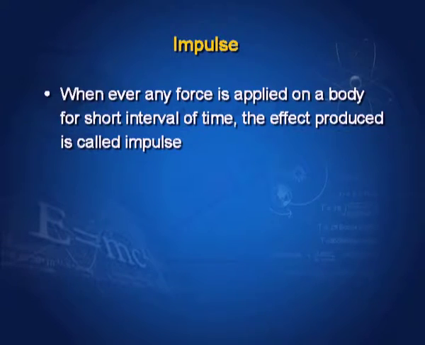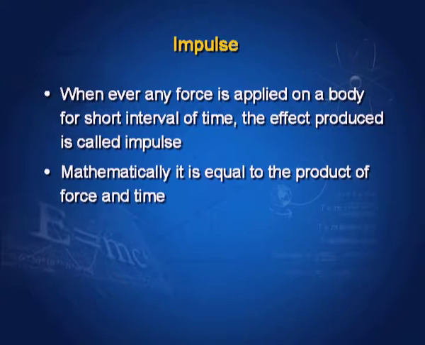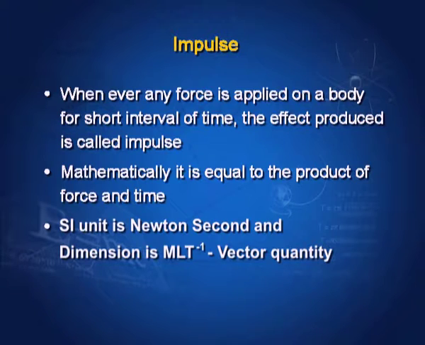Whenever any force is applied on a body for a short interval of time, then the effect produced by the force is called impulse. Mathematically, it is equal to the product of force and time. Its SI unit is Newton second and its dimension is MLT^-1. As velocity is a vector quantity, impulse is also a vector quantity.